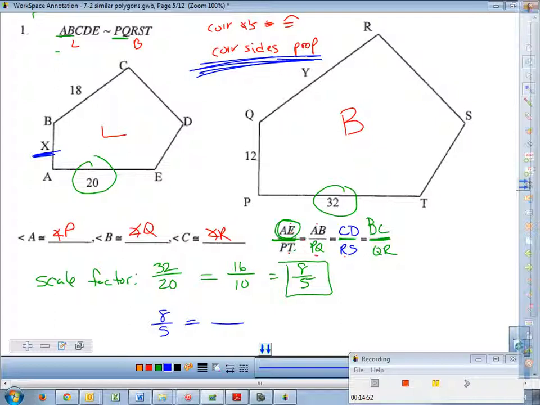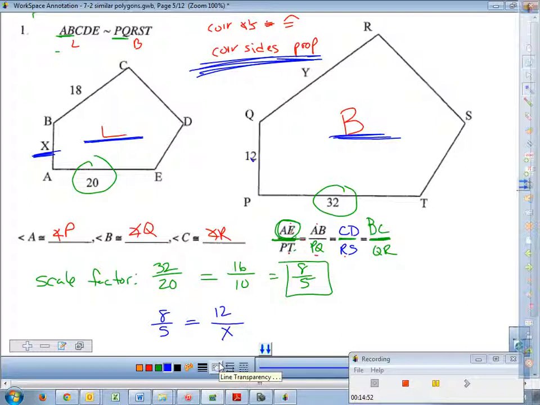Now, how come you said 12 over x? Well, how do you know that 12 is bigger than x? Because I don't even know what x is. How do you know that 12 is bigger than x? Because it's in the big polygon, and that's where this and this are helpful. Doesn't 12 have to be bigger than 8 because it's in the big polygon? So 12 over x. With me?